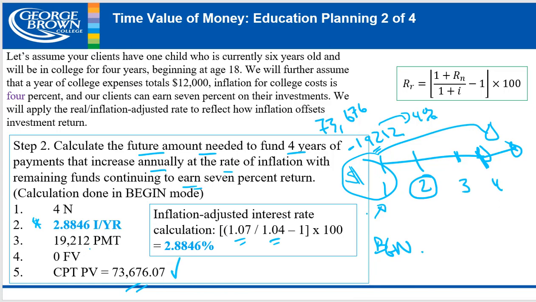We're calculating the present value of the annuity due here, which we recall your child is 6 years old now. They're going to go to school when they're 18. So this present value of the annuity due is 12 years from now.